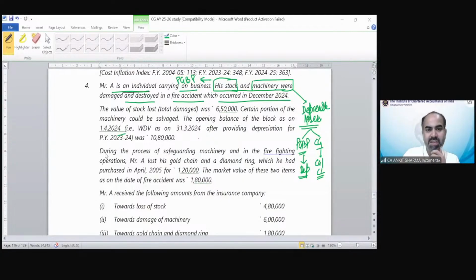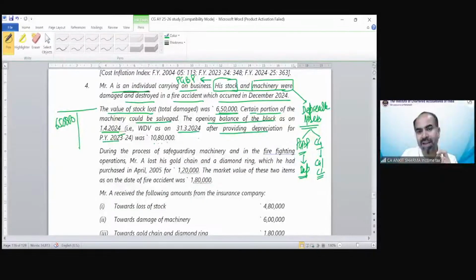Fine. So now you can see the provision says the value of stock lost or damaged was 6,50,000. Because we are talking about stock, that means we are talking about a PGBP case. In case of PGBP, if there is a loss, the loss needs to be shown at the debit side. So 6,50,000 is the value of loss. Certain portion of the machinery could be salvaged. So we are talking about the asset. The opening balance of the block as on 1st April 2024, that is WDV on 31st March 24 after providing depreciation for the previous year, was 10,80,000.